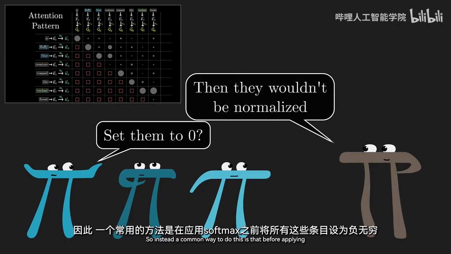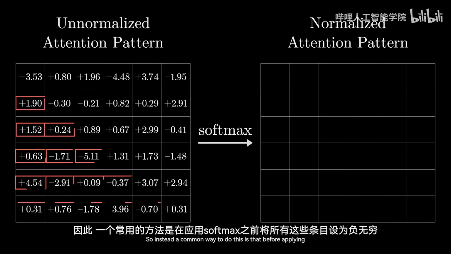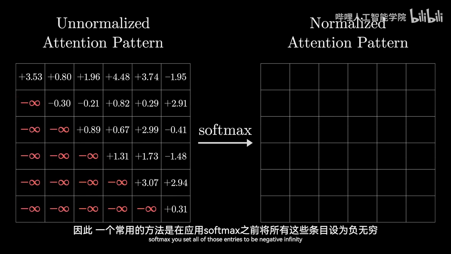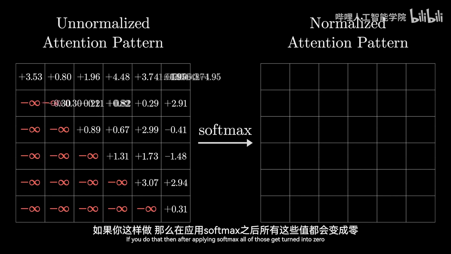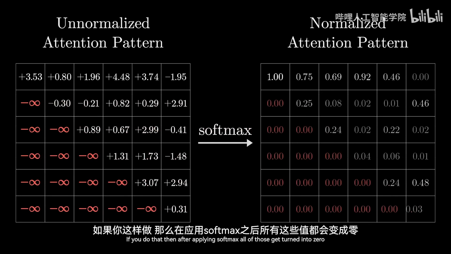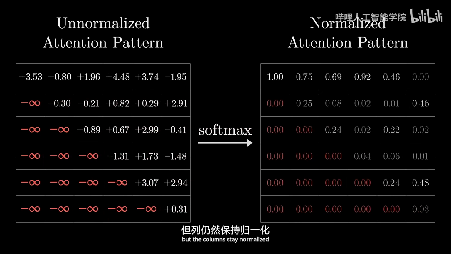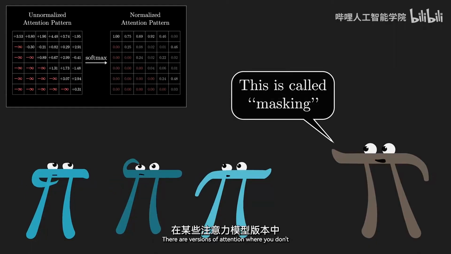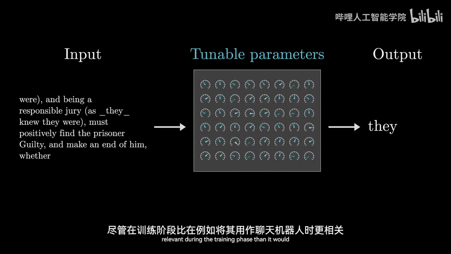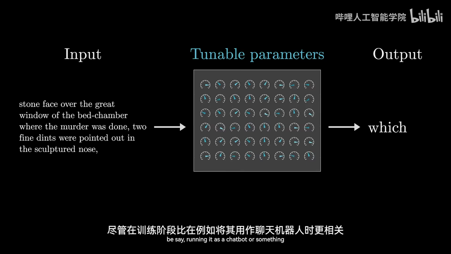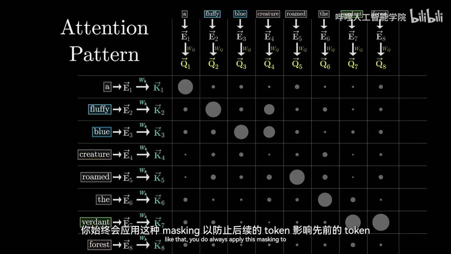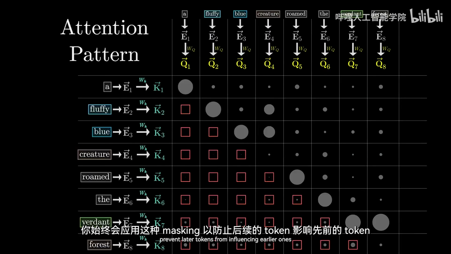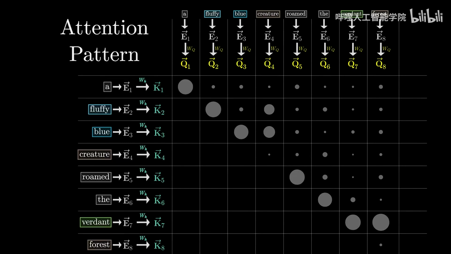They wouldn't be normalized. So instead, a common way to do this is that before applying softmax, you set all of those entries to be negative infinity. If you do that, then after applying softmax, all of those get turned into 0, but the columns stay normalized. This process is called masking. There are versions of attention where you don't apply it, but in our GPT example, even though this is more relevant during the training phase than it would be, say, running it as a chatbot or something like that, you do always apply this masking to prevent later tokens from influencing earlier ones.